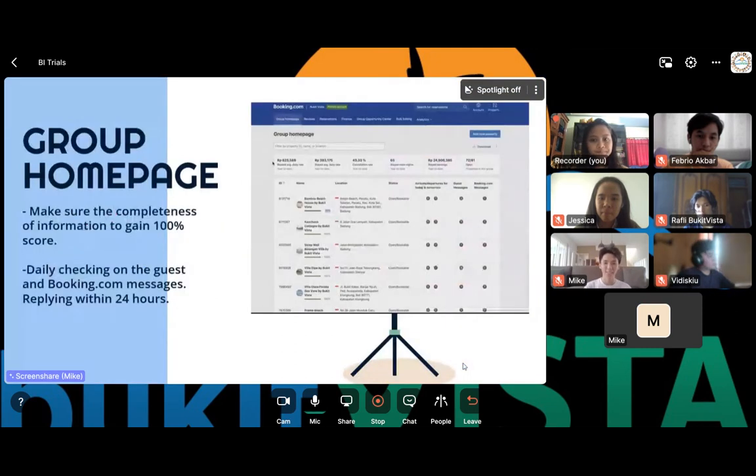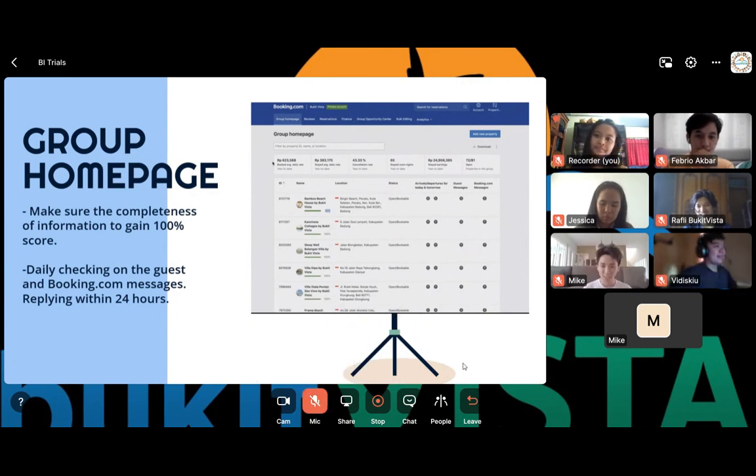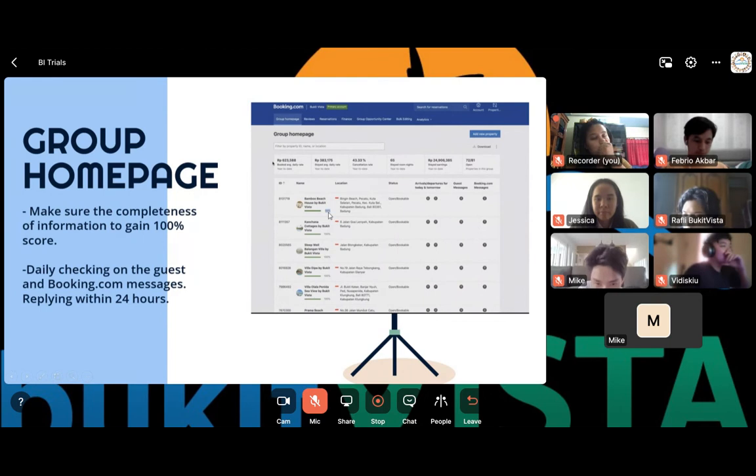First one, management perspective. Yesterday I had a discussion with Kak Lily, and here's the screenshot of the group homepage that I took. From this page, there are 2 main things that I analyzed. The first one is the completeness of information that's indicated by the percentage below the property's name. Mostly it's already 100%, but there are a few that are still not complete.